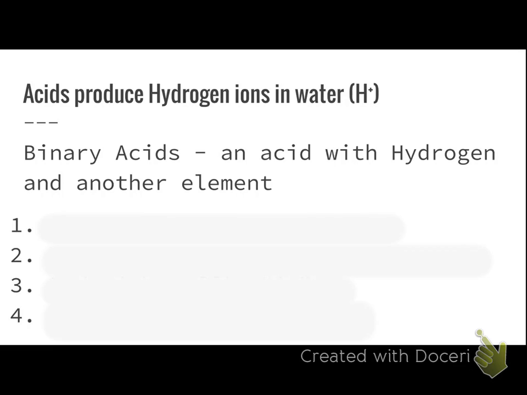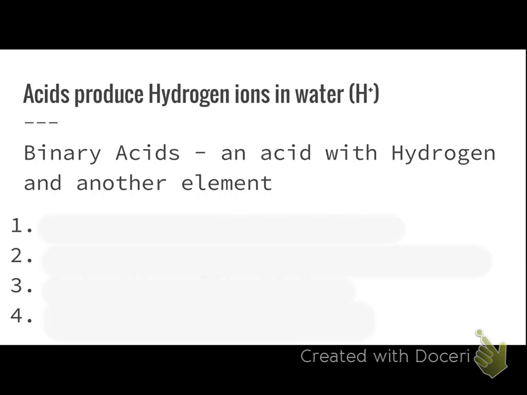All right, so just briefly, we will do acids and bases later on in the year, but acids will produce a hydrogen ion in water, so an H plus ion. Right now, don't get too caught up in what that means. Just know that acids have hydrogens. Whenever you see a hydrogen at the beginning, it is going to be an acid.